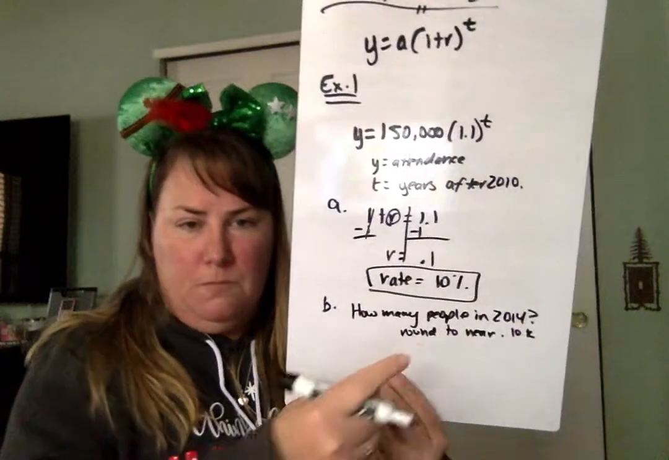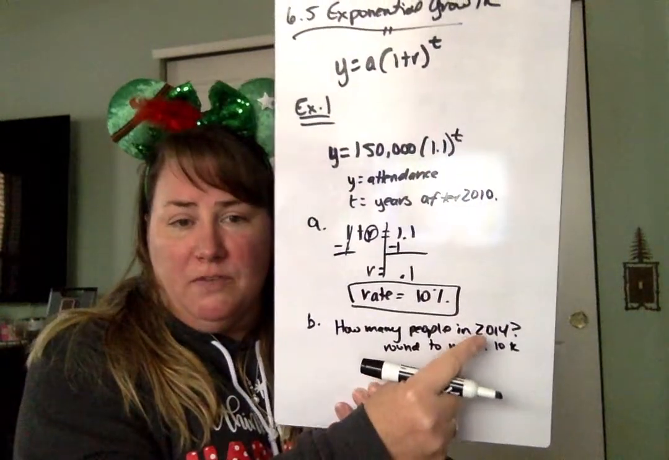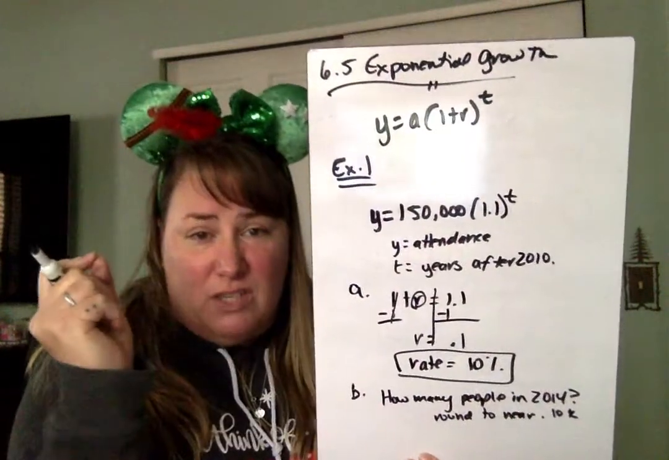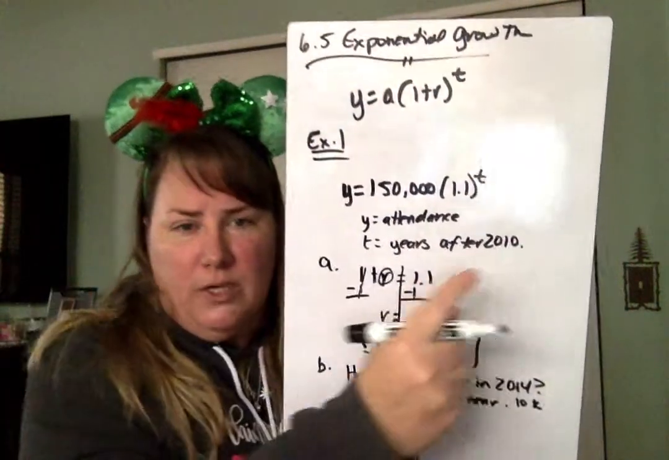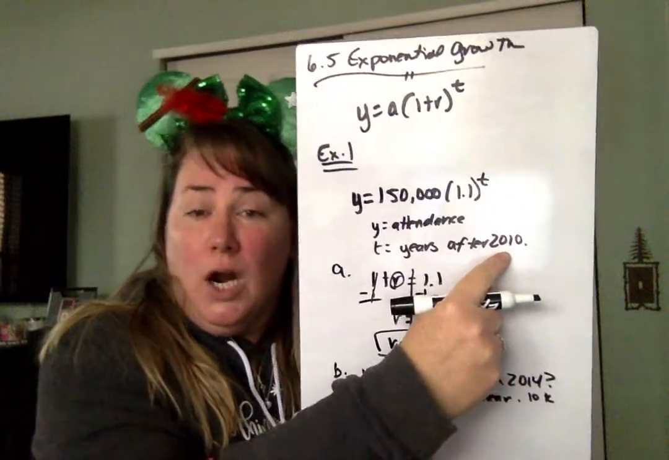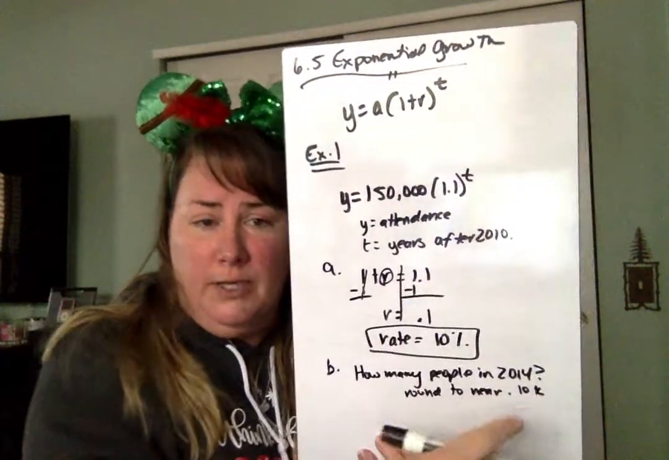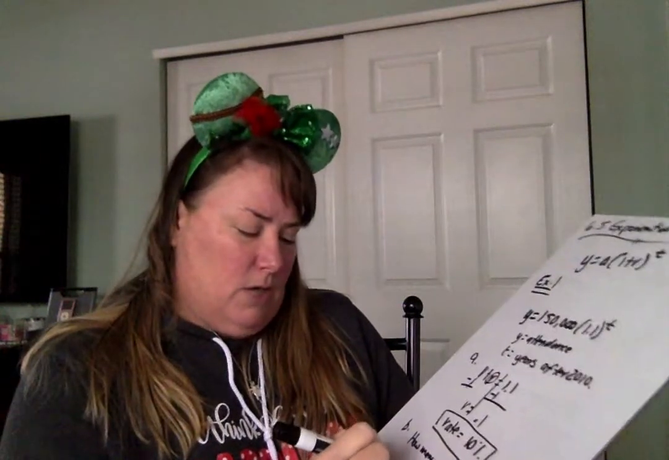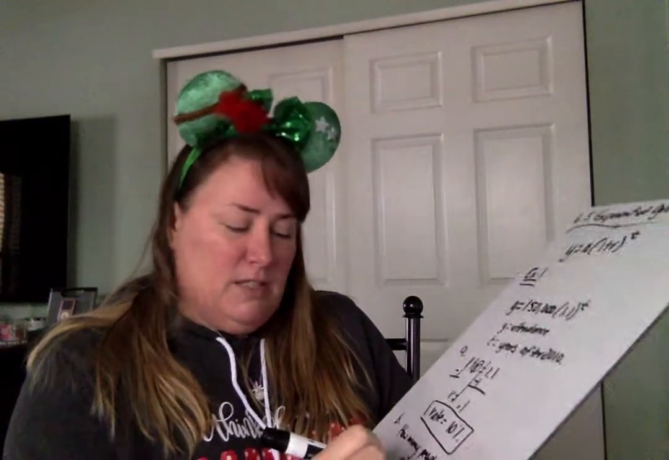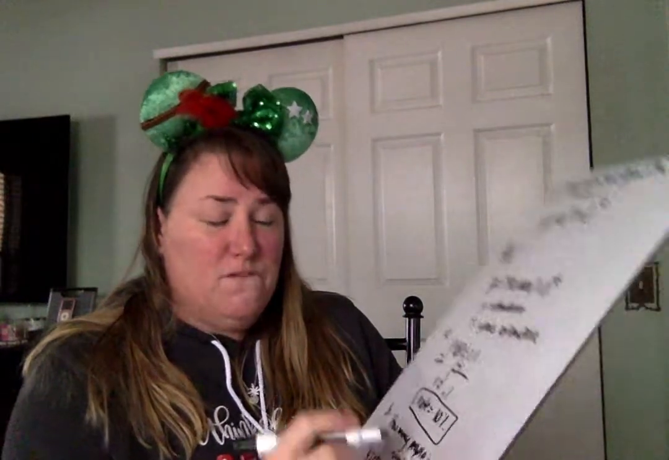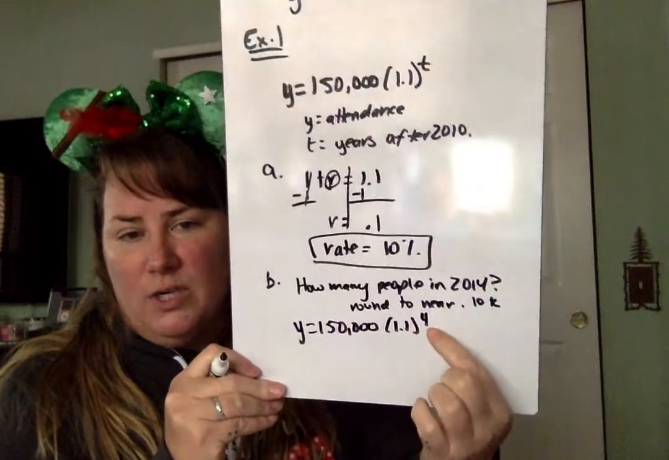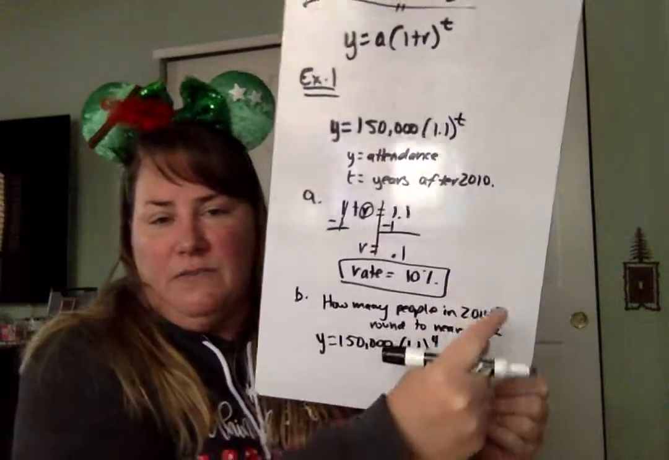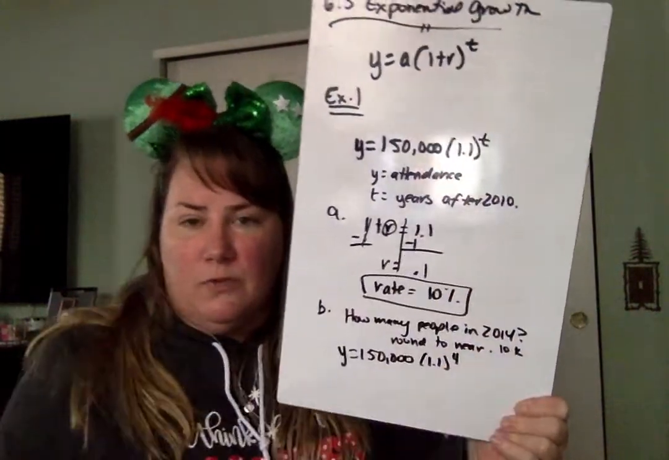Okay. So now what we're going to do, we've got to figure out the difference between 2014 and 2000. It started with 2010. Oh, there it is. 2010. So our T is actually going to be 4. And then we're going to go up to this function. Y equals 150,000 times the quantity 1.1 to the 4th power. So we're going to substitute T as 4. And all I did, I found the difference between 2010 and 2014.